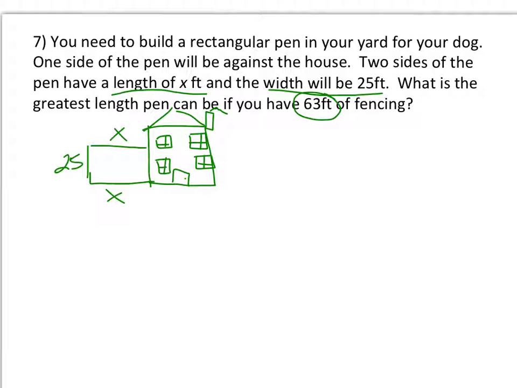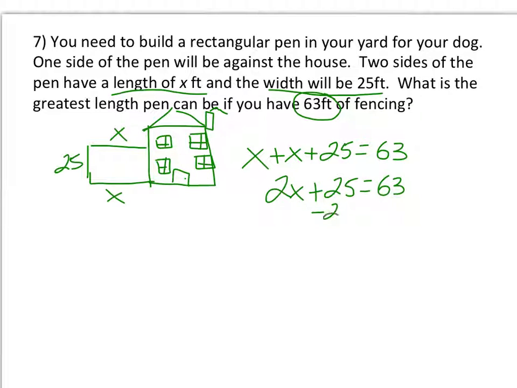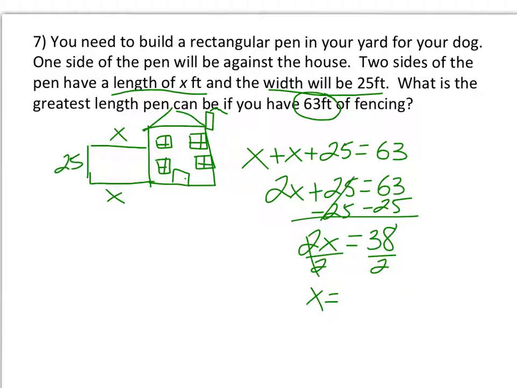So to find the total, that would be perimeter, right? You add all the sides up. So x plus x plus 25 equals 63. We can't go over that 63 feet. Combine like terms. X plus x is 2x. Plus 25 equals 63. Subtract 25 from both sides. So 2x equals 38. And then lastly, divide both sides by 2. X is equal to 19 feet. So the length of each side is 19 feet.